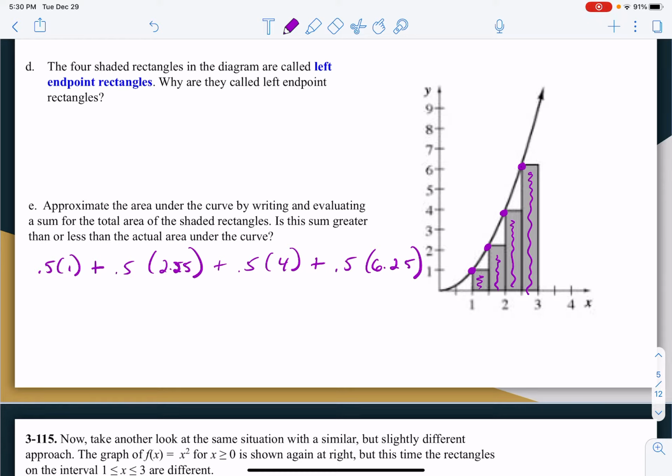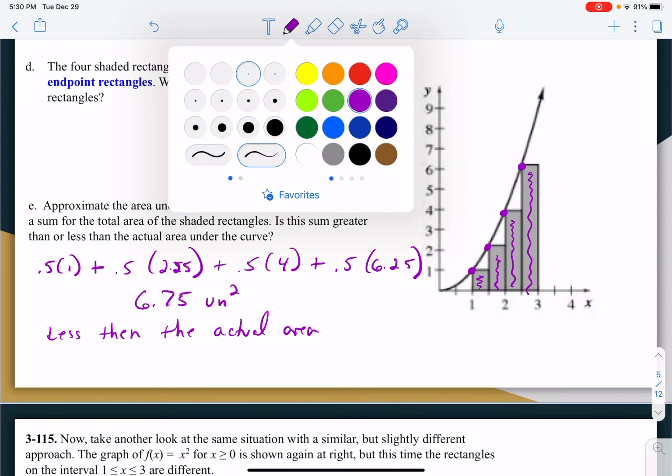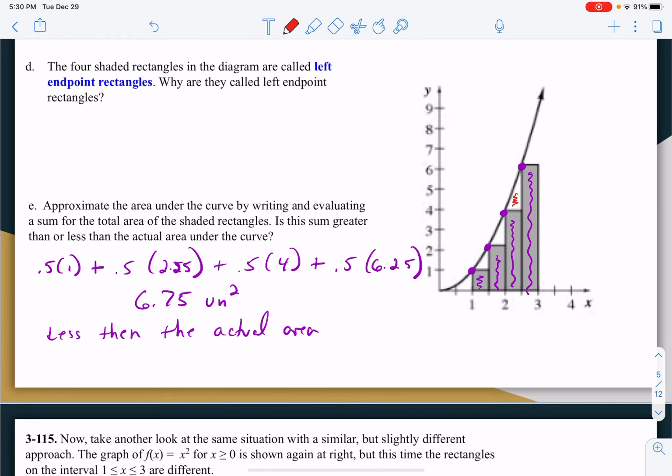So the sum is 6.75 square units, and it is less than the actual area, because if you look at this graph, I'm missing some pieces under the curve. So I'm approximating an area that's less than the actual area.